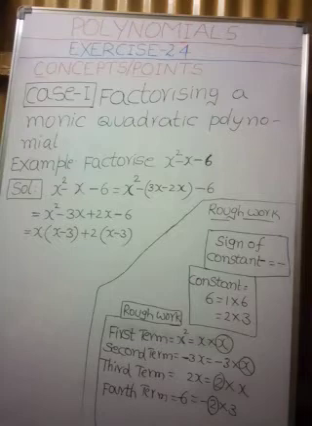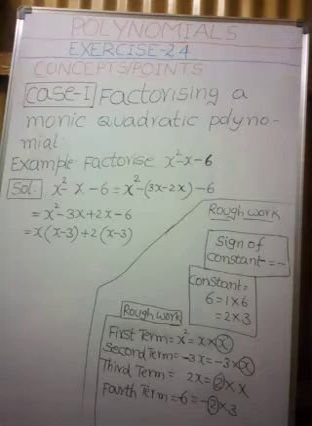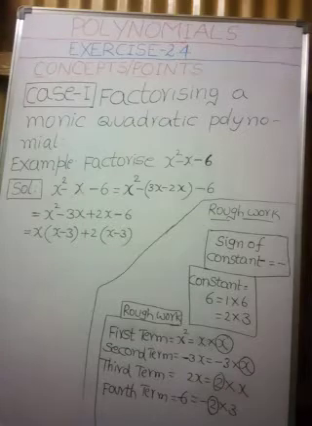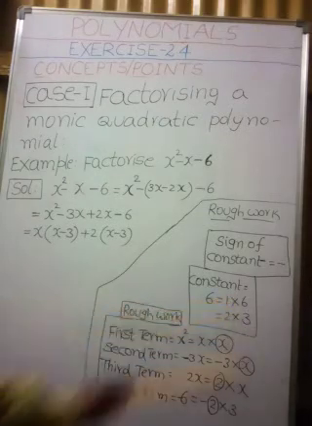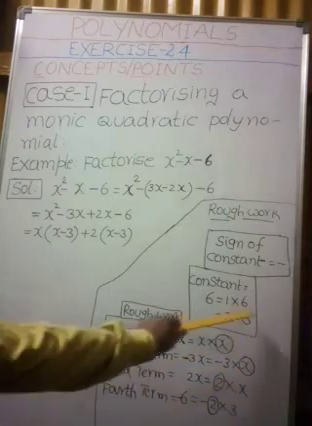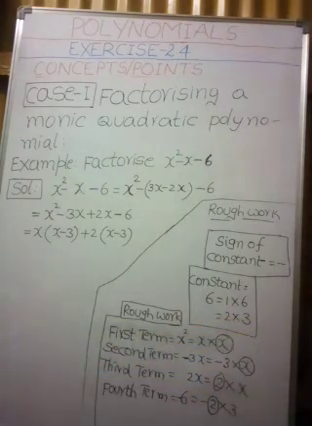Ignore the sign here. Only 6. Now we have to write the 6 as a product of two numbers in as many ways as possible. So here only these two ways are possible: 1 into 6, 2 into 3. Understood this point, my dear children?